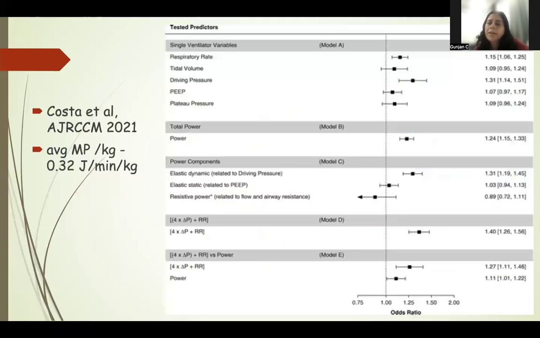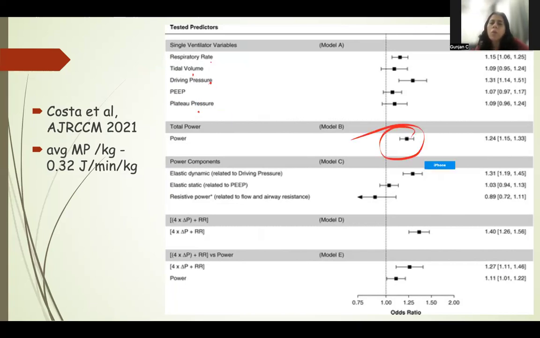And this is a fantastic study which was done in 2021. This time they studied a lot of components together, all the components which define mechanical power. The components which define mechanical power are respiratory rate, tidal volume, driving pressure, PEEP, plateau pressure, and all these components put together as a mechanical power.